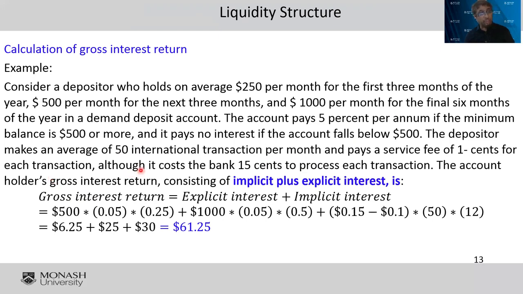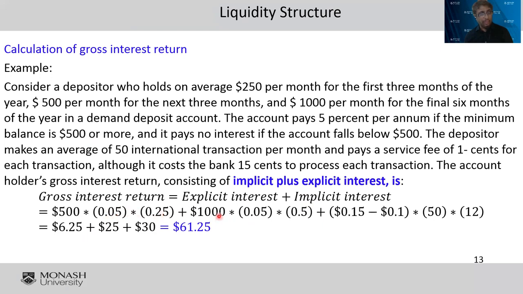And the cost of this transaction is 15 cents. They only charge you 1 cent. Now we want to see how much they provide you as an interest, which is the explicit one, and how they pay for your transactions, which we call implicit. So if you want to calculate it, first calculate the interest. You are not going to receive anything for the first 3 months because you are under 500. For the next 3 months, you will receive 5% for 3 months.